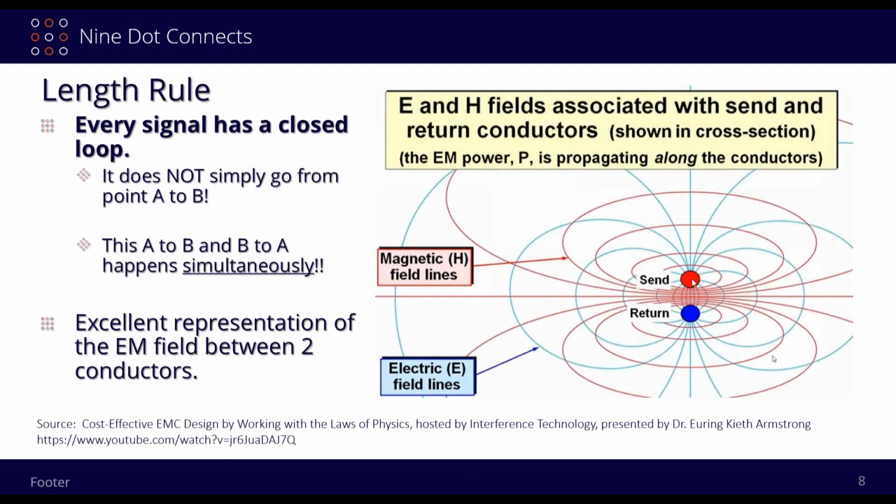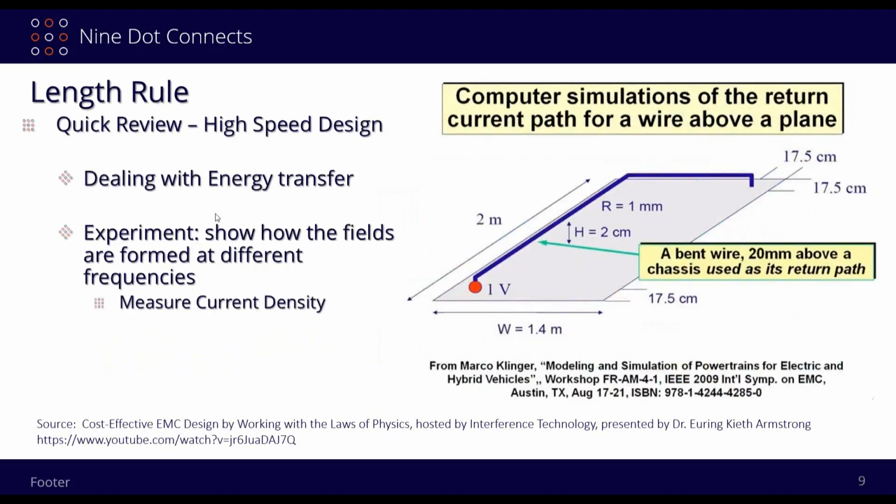And here's a really great representation of this going on, where you have two signals, and if you can imagine them coming out of the screen towards you, you've got an E field and an electromagnetic field. When you send something, it's also going to return, and you're going to get these field effects. Because of this, we really have to understand this concept of a closed loop a little better. There's a really phenomenal experiment that they've done. This is a computer simulation done by Marco Klinger, and I thought it was very worthwhile to post it here. Howard Johnson's book also makes reference to this.